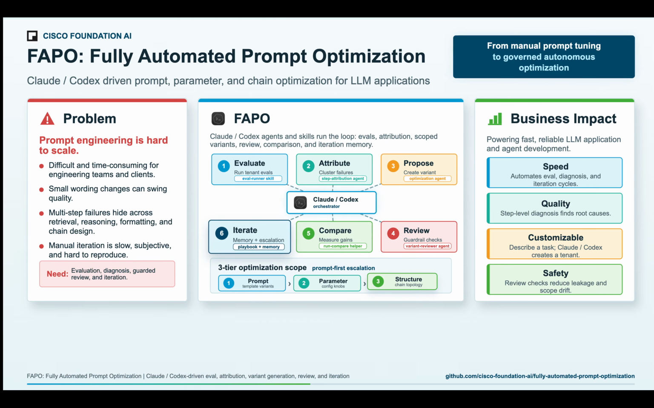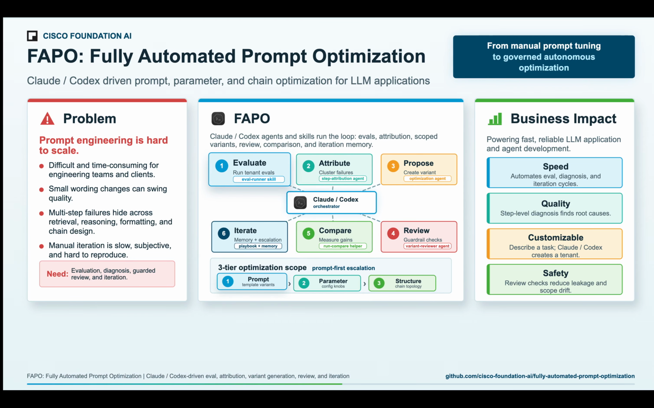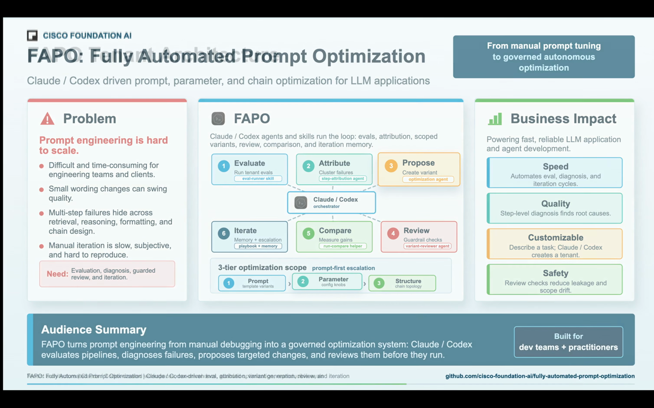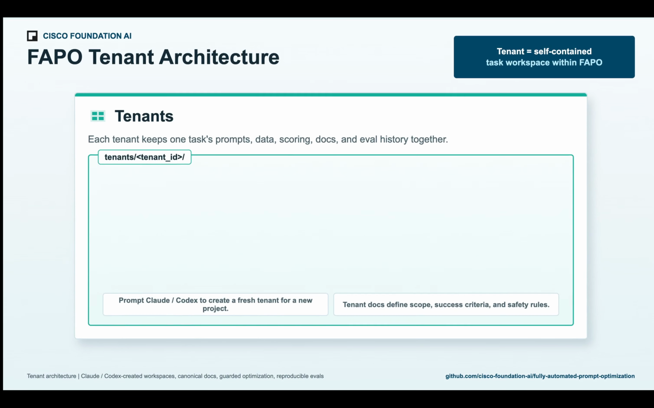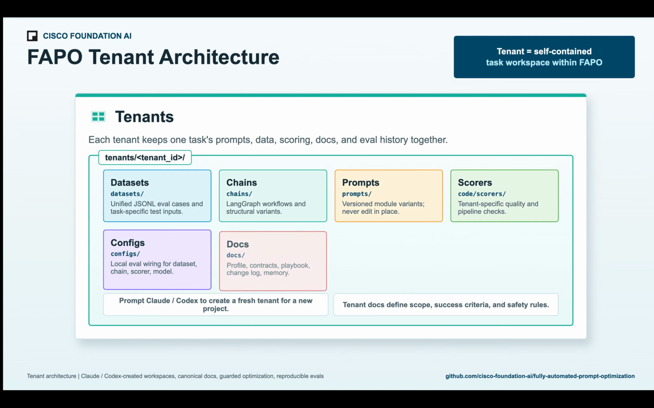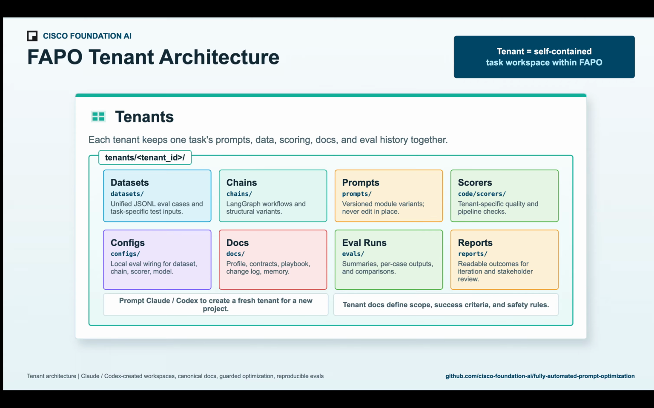The impact is faster, more reliable LLM application and agent development, with reusable workflows, safety checks, and customizable tenants for new tasks. In FAPO, each project is an independent tenant, containing its own datasets, chains, prompts, scores, configs, docs, eval runs, and reports. This tenant structure keeps every optimization effort self-contained. In this video, we will demonstrate how to create a tenant and optimize it in FAPO.